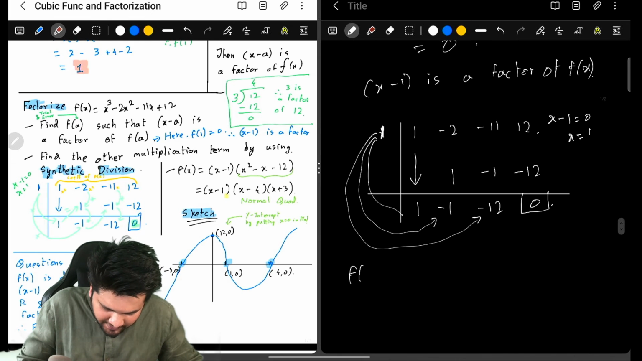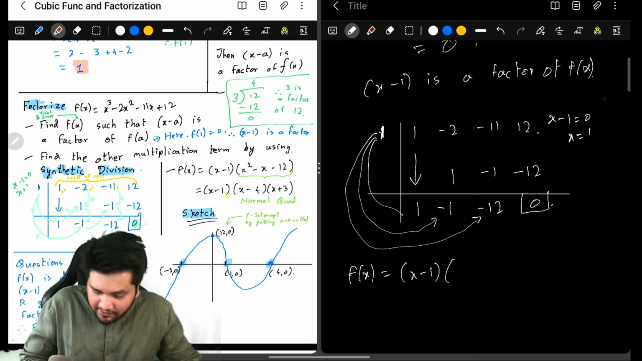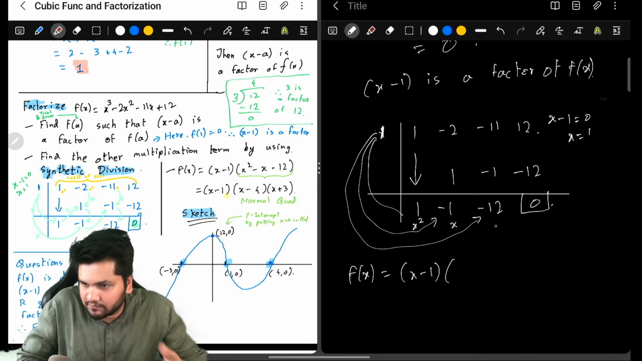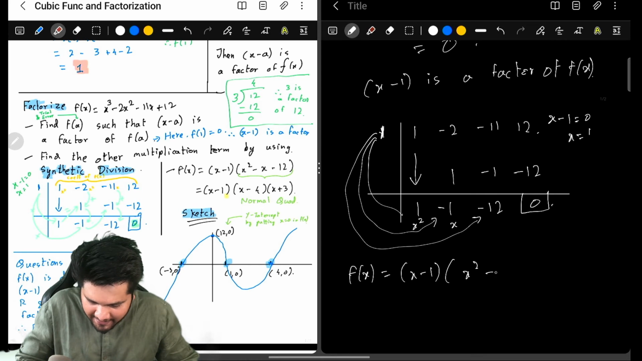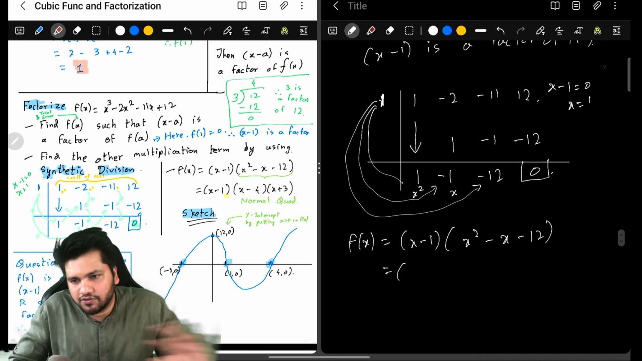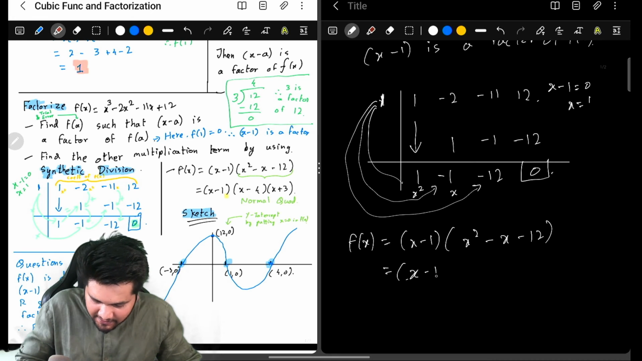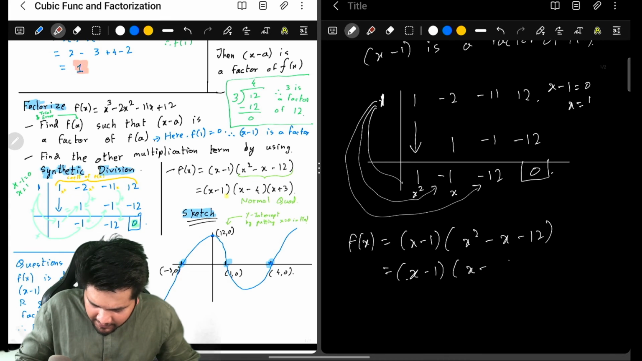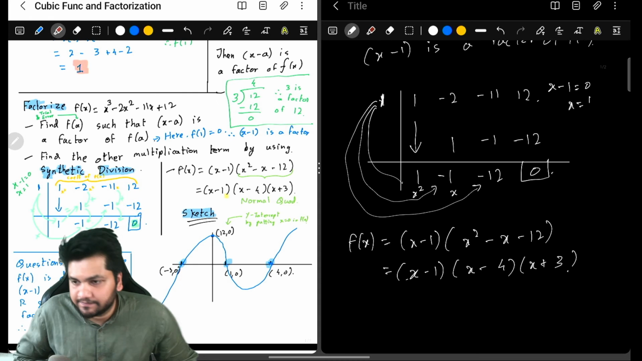And then f of x can be written as what? f of x can be written as x minus 1 as one of the factors, and for the other factor we're just going to put x square to this term, x to this term, and nothing to this term. So you'll get x square minus x minus 12. Now for finding the other factors, you just use the normal quadratic method. You can use splitting the middle term or whatever. I personally use a shortcut, so it's going to be x minus 4 and x plus 3.